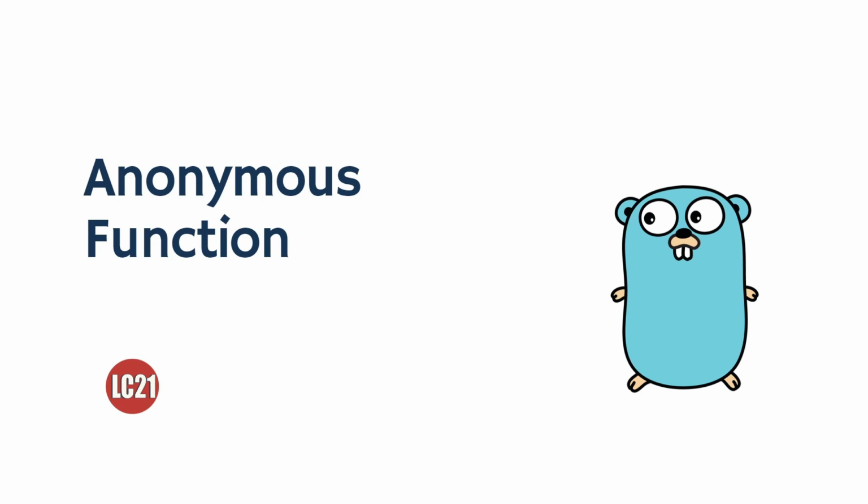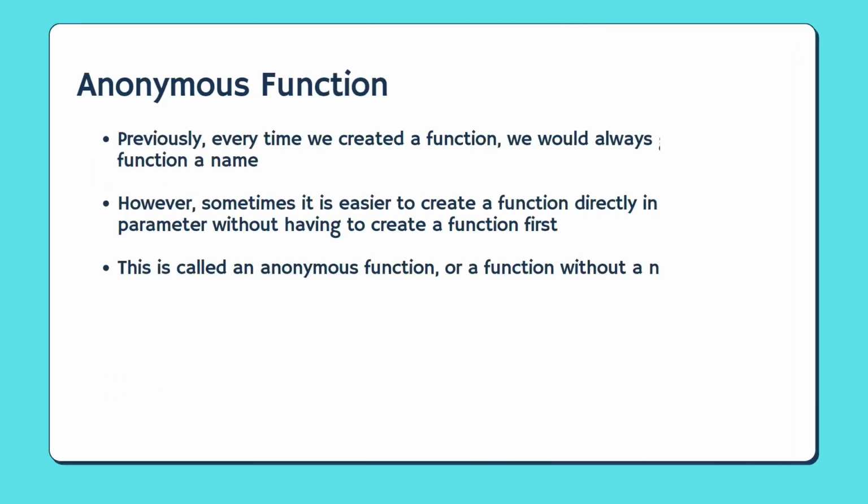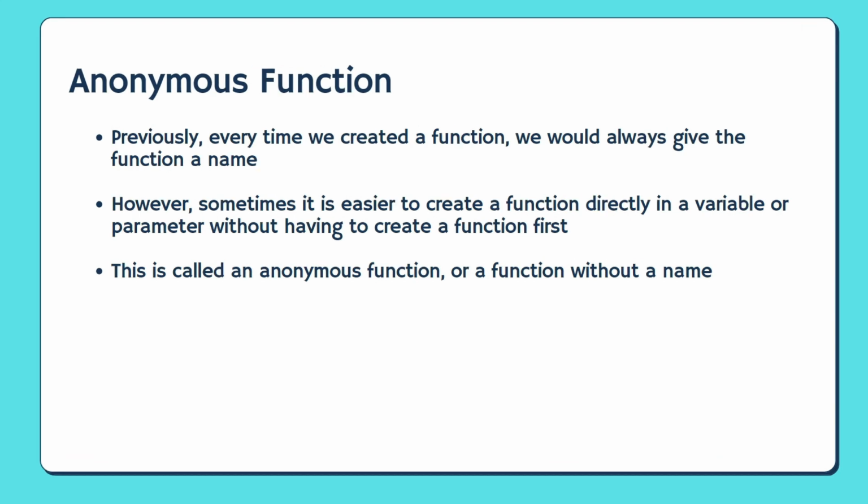Anonymous function. Previously, every time we created a function, we would always give the function a name. However, sometimes it is easier to create a function directly in a variable or parameter without having to create a function first. This is called an anonymous function, or a function without a name.